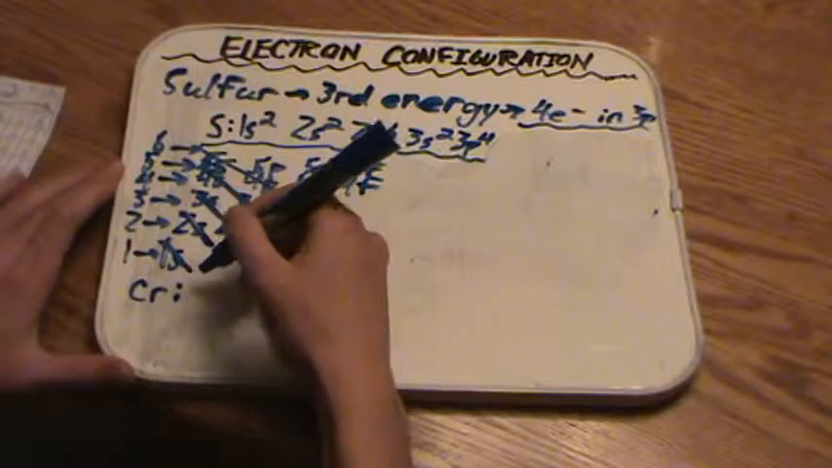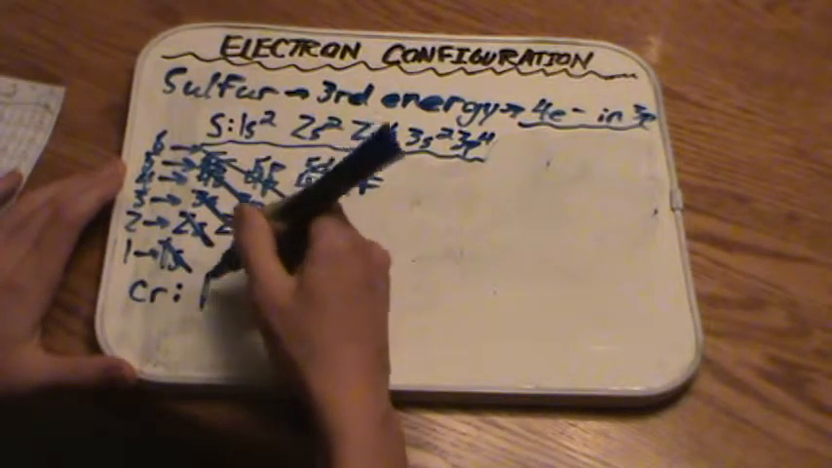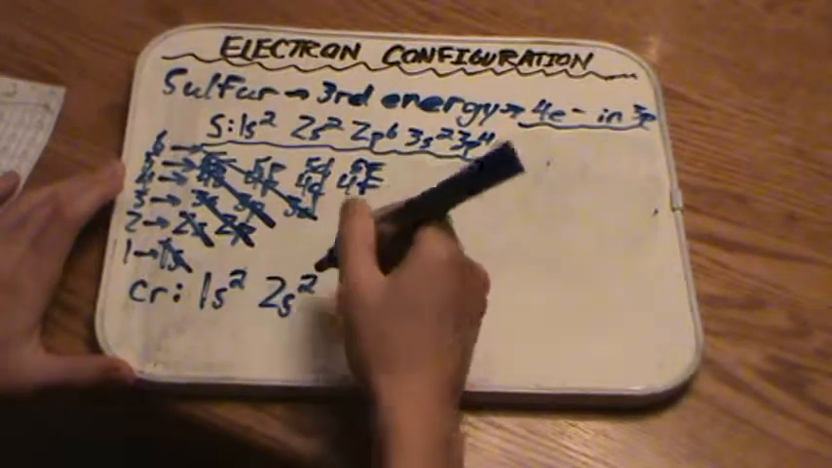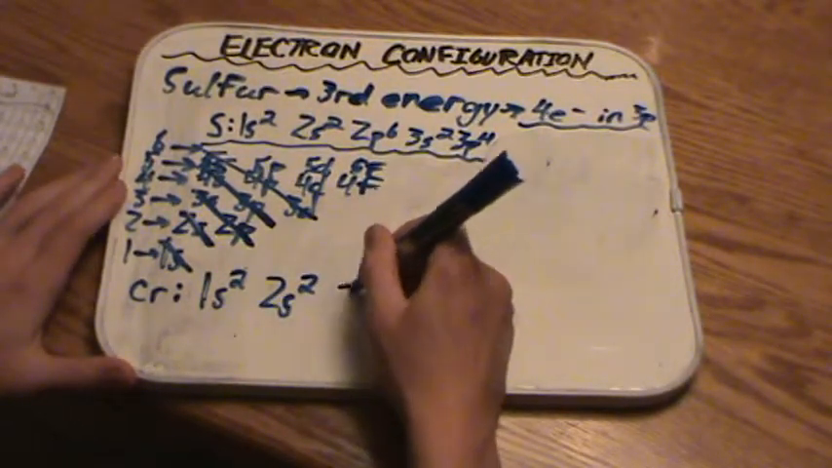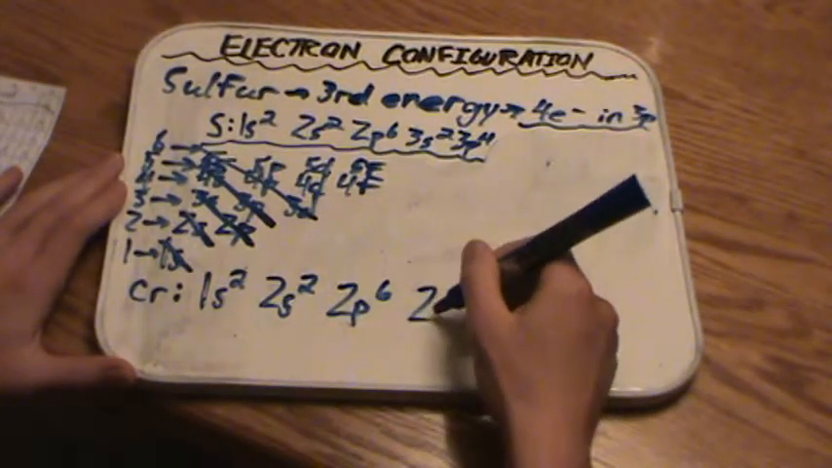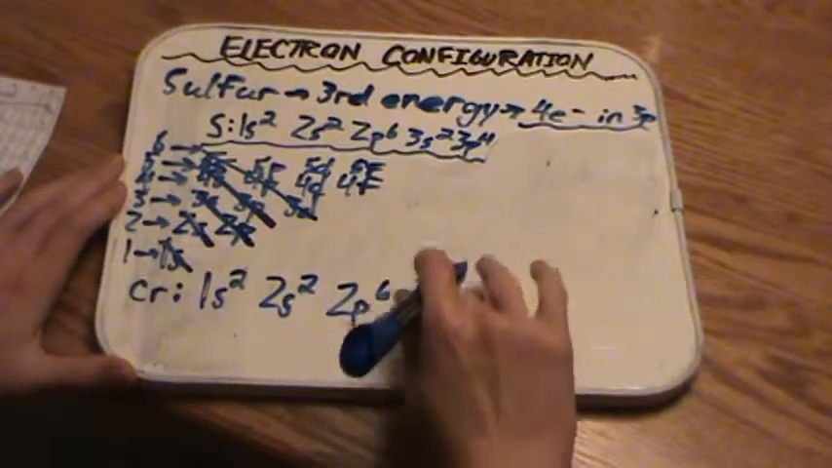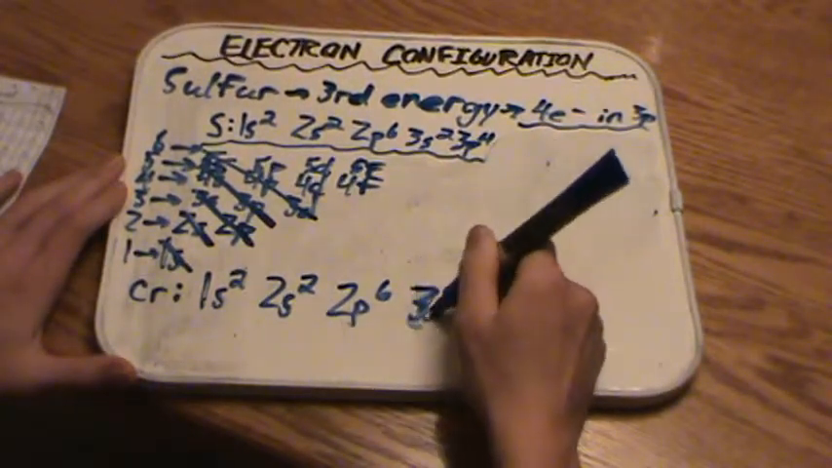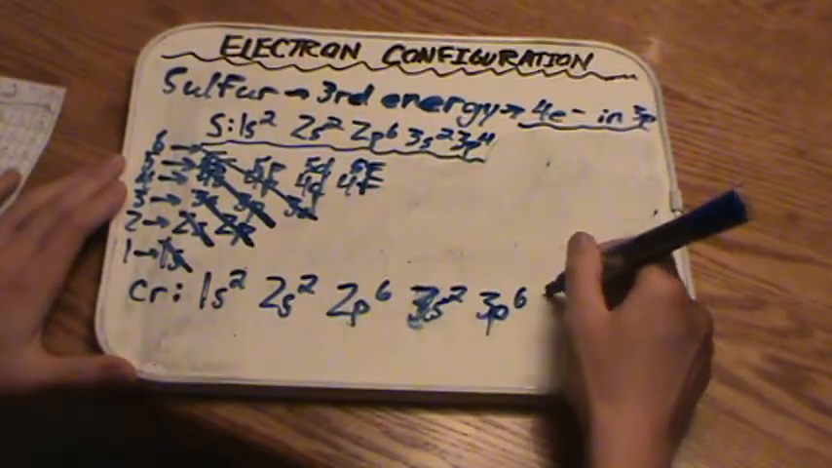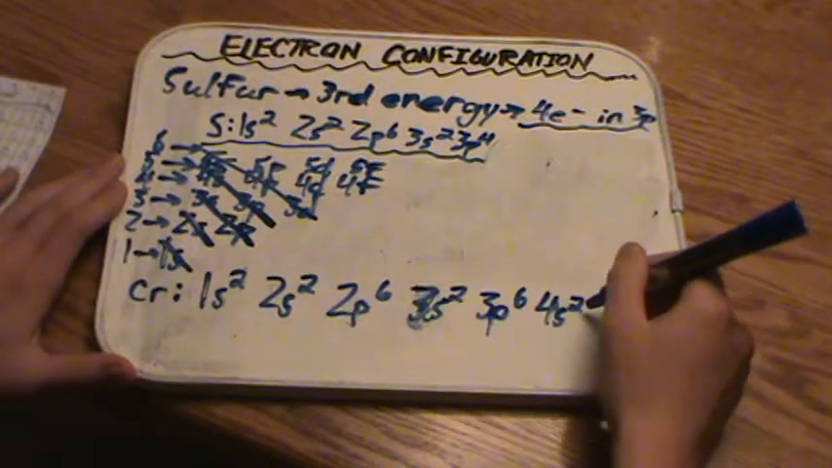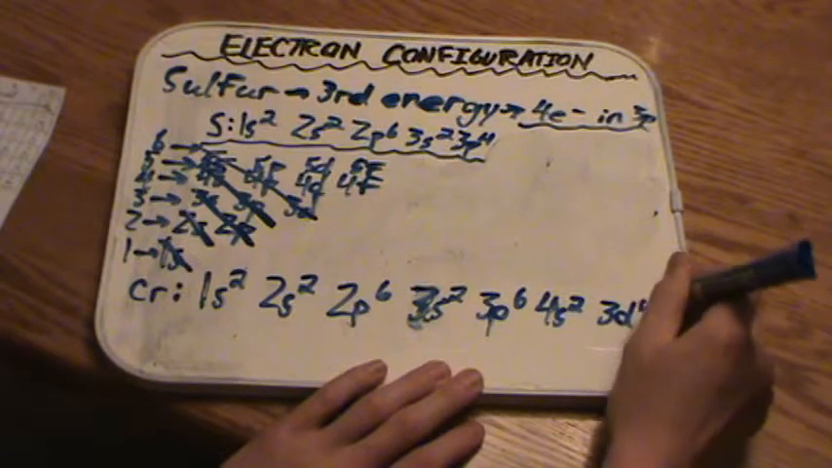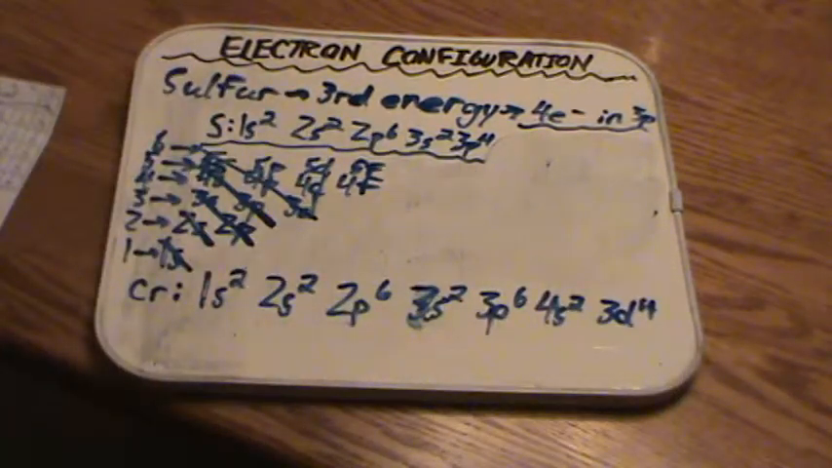So if we were talking about the electron configuration of chromium, we would say that it is 1s2, 2s2, because now we are just filling the sublevels. We would say 2p6, and then we would say 3s2, 3p6, and then 4s2, and then finally we would go 3d4. Now this is a special case.